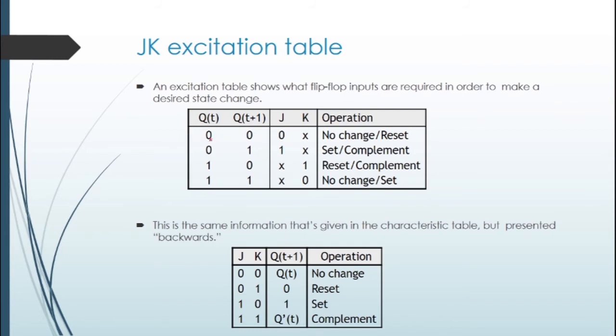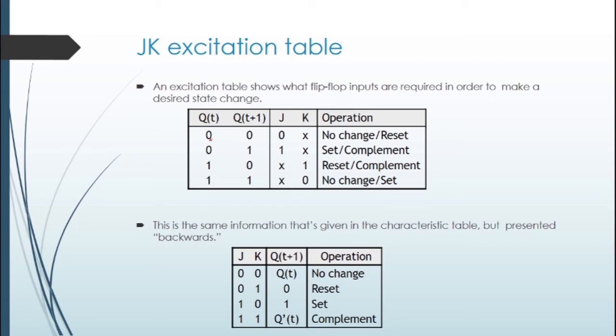If the current state is 0 and the next state is 0, it means there is no change, so it can either be 0 0 or 0 1. We can say K is don't care here. If the current state is 0 and the next state is 1, it means either you can have J=1 and K=0, that is set, or we can have both J and K as 1 1 to complement the number. So this is how it's done.